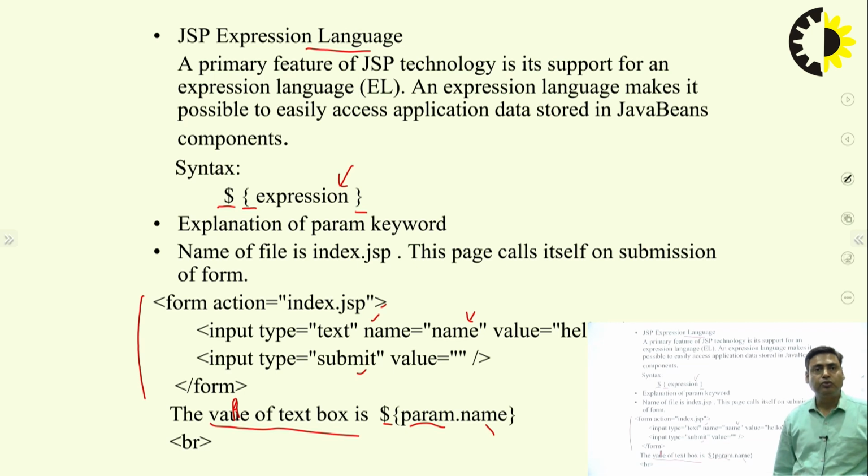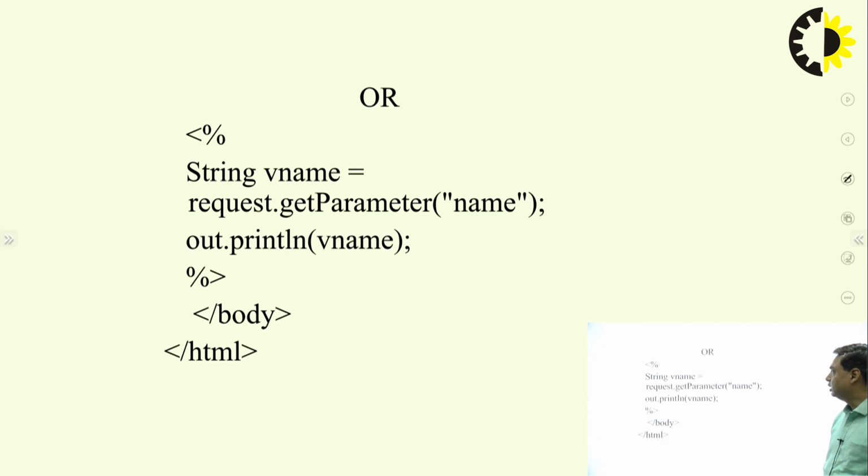If you are not going to use this JSP expression, then what are the statements to display the value of a text box in JSP? In that case, the number of statements will increase. First of all, we need to create a variable of type string, then use the request object and the getParameter method and pass the name of the text box. It will take the value of the text box and store it in a variable vname.